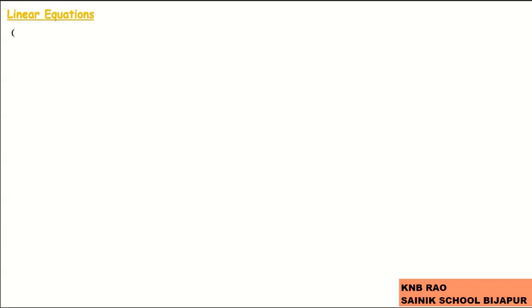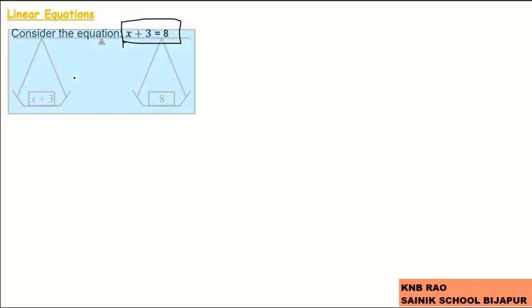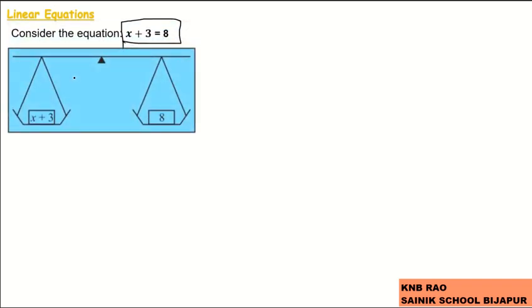Students, try to understand, if you consider this equation which we have already seen, in the form of a physical balance, it looks like this. The LHS of the equation, that is x plus 3, is in the left pan, and the right hand side, RHS, is in the right pan; here it is 8.